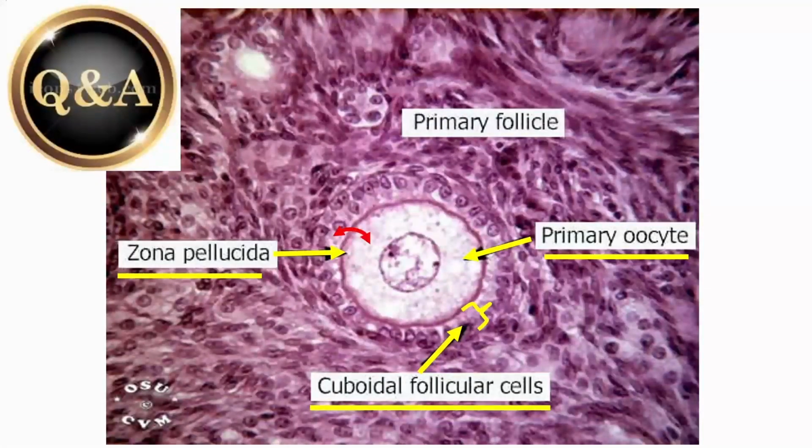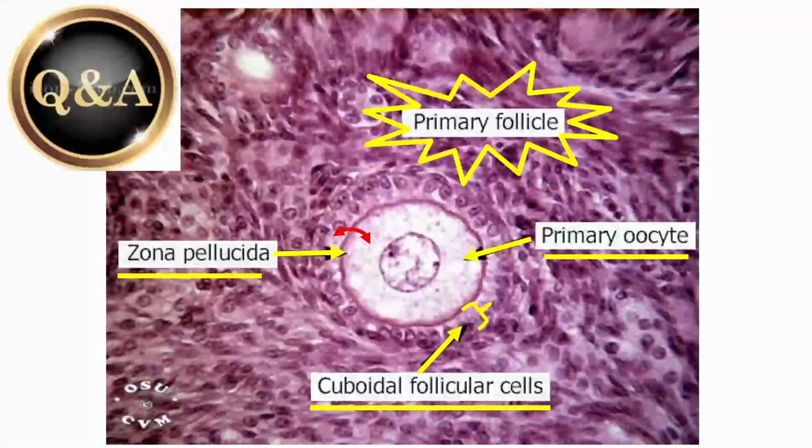Now, for this reason, this is a primary follicle containing a primary oocyte surrounded by a single layer of cuboidal follicular cells, and the zona pellucida has appeared.